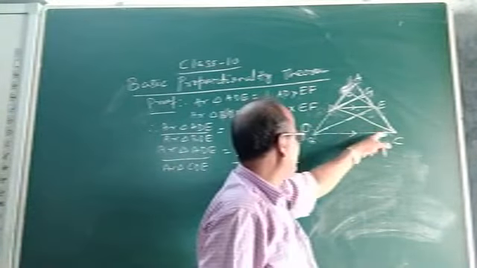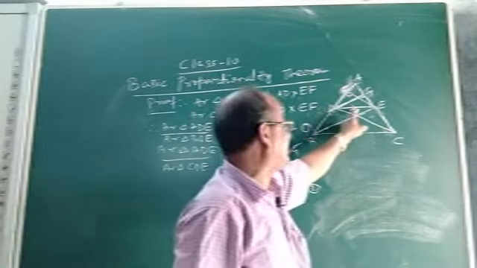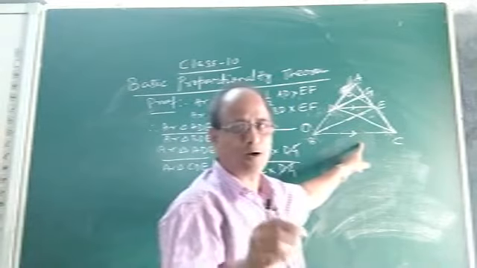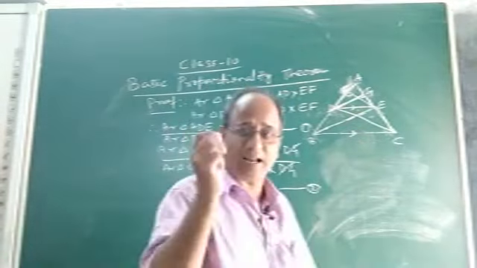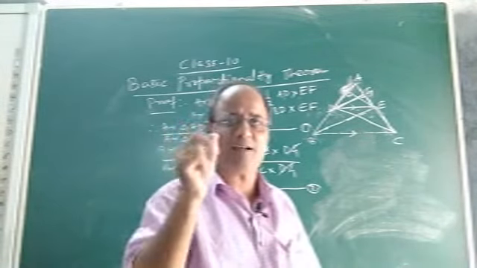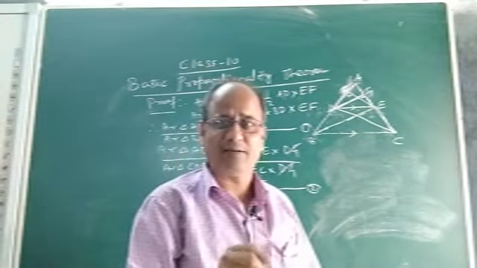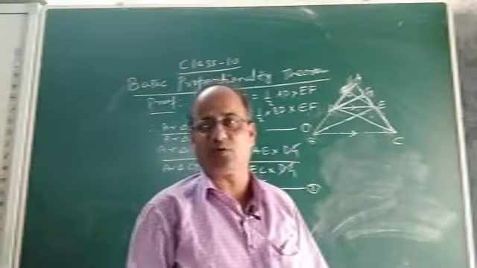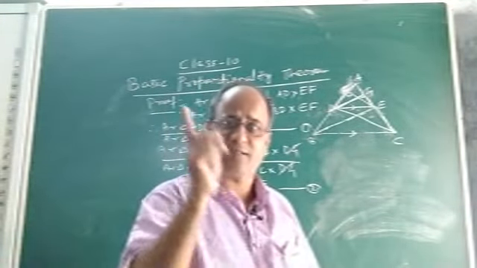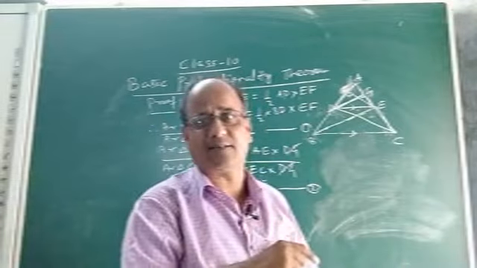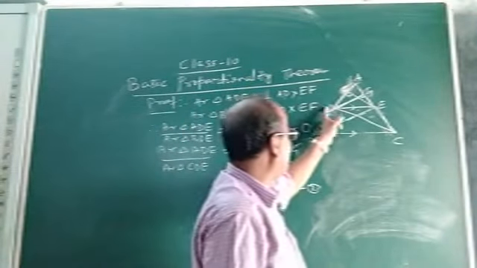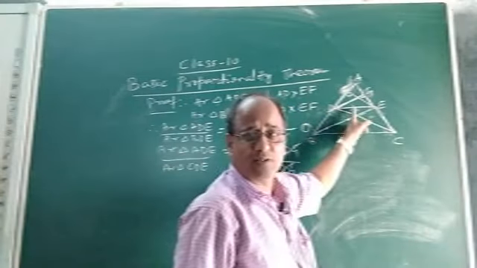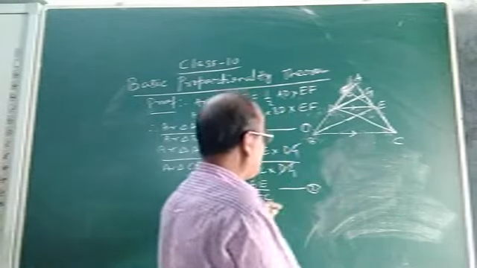So triangles BDE and CDE stand on the same base DE and between the same parallels DE and BC. What is the relation between their areas? In class 9 we had read one thing: if two triangles stand on the same base and lie between the same parallels, then their areas will be equal. I hope you remembered. So they are equal in area. That means area of triangle BDE will be equal to area of triangle CDE because they stand on the same base DE and between the same parallels DE and BC. We have to write this down after this step.